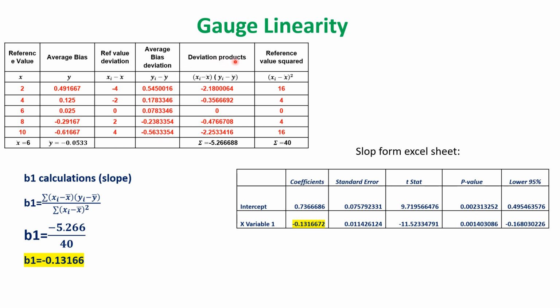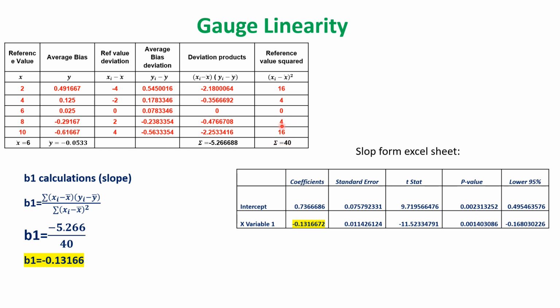Now the deviation product. Now you have to multiply these two columns, the reference value deviation and the average bias deviation. You have to multiply and take the average of this. Now the reference value squared. Now you have to square this reference value. So minus 4 into minus 4, that will be 16.